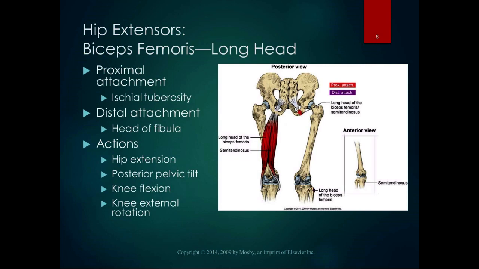It originates on the femur, but the long head of the biceps femoris crosses the hip and the knee. It does hip extension, posterior pelvic tilt, knee flexion, and knee external rotation. So it's sort of the opposite rotation from the semitendinosus. And it gets the tibial portion of the sciatic nerve.